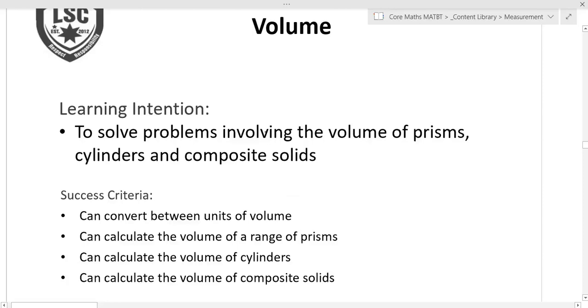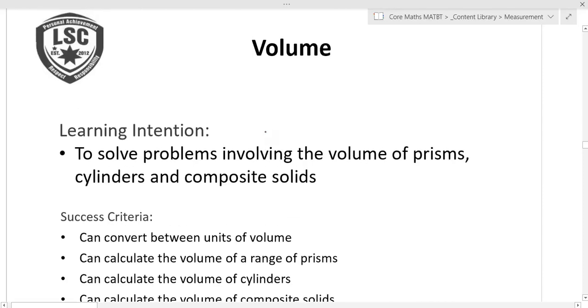Right, so this is again our final one, and I would say probably the easiest unit for measurement is calculating your volume. Okay, because if you're able to calculate the area of any shape, you can calculate its volume as well. And our intention today is to be able to calculate the volumes of prisms, your cylinders, and your composite solids. Okay, so prisms, cylinders, and composite solids.